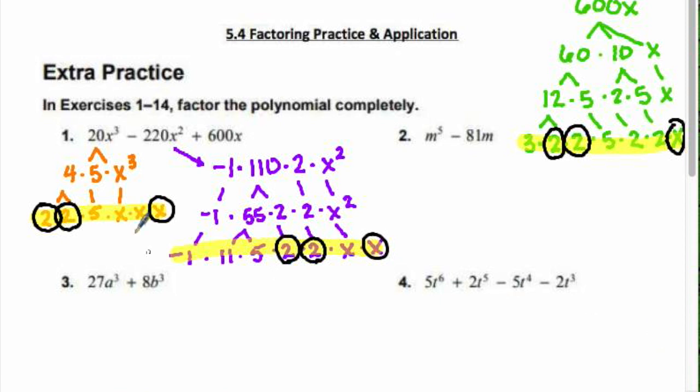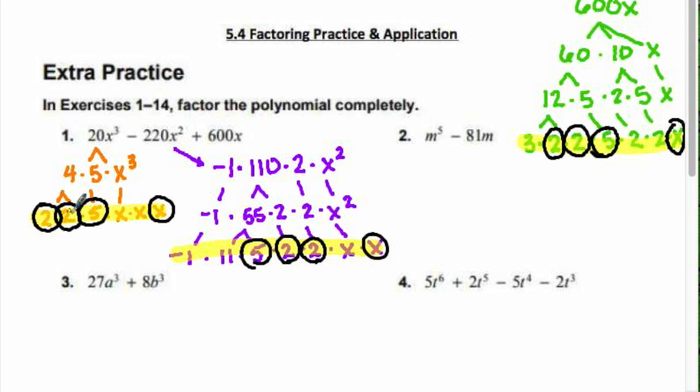Do they have anything else in common? I see a 5. Oh yeah, they all have a 5 in common too, huh? A 5 and a 5 and a 5. So I see some X's here and an X here, but there's no more X's over here, so I'm not going to be able to circle any more X's. It doesn't look like we have anything else in common between those two.